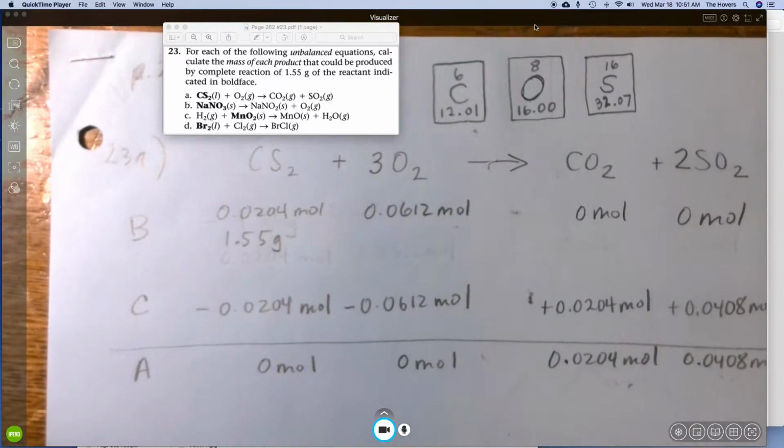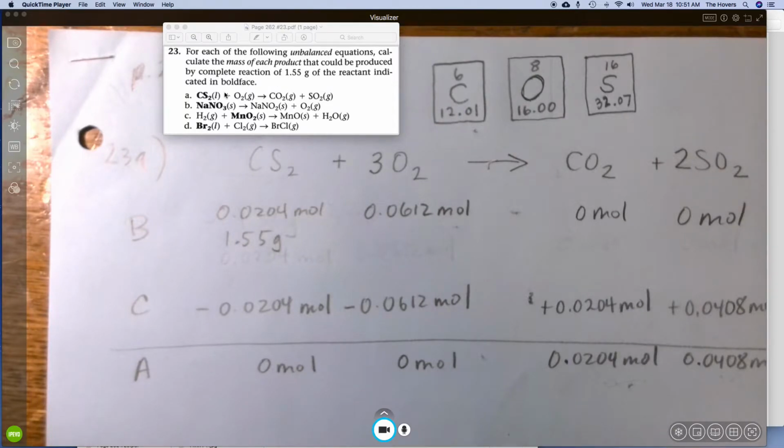The purpose of this video is to walk through a sample stoichiometry problem when the mass of a reactant is given and the mass of the product is what we're trying to find. So here's the problem we're going to take a look at. This is 23A. This is from Introductory Chemistry, a Foundation by Zumdahl and DeCoste.